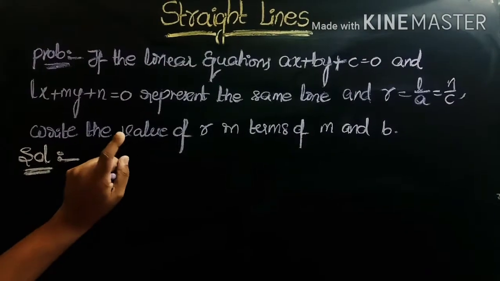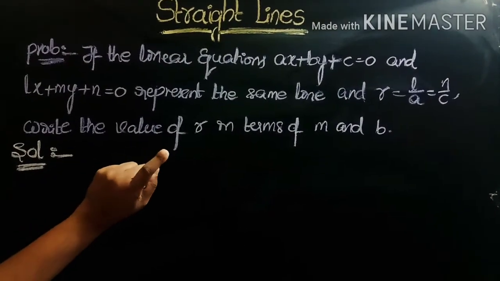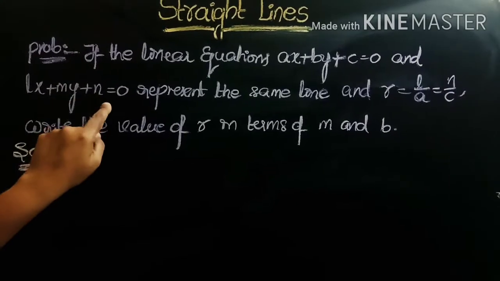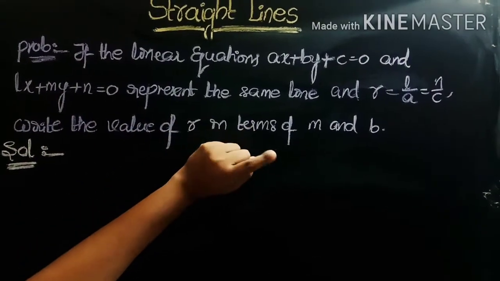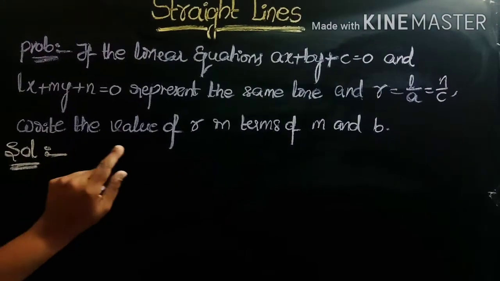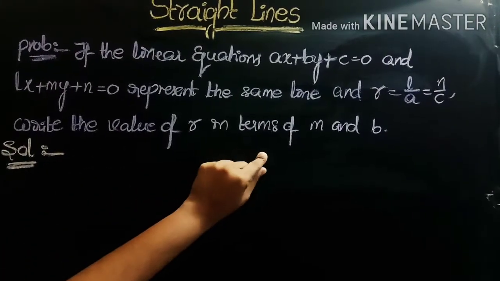Next problem: if the linear equations ax plus by plus c is equal to 0 and lx plus my plus n is equal to 0 represent the same line, and r is equal to l by a is equal to n by c, then write the value of r in terms of m and b.